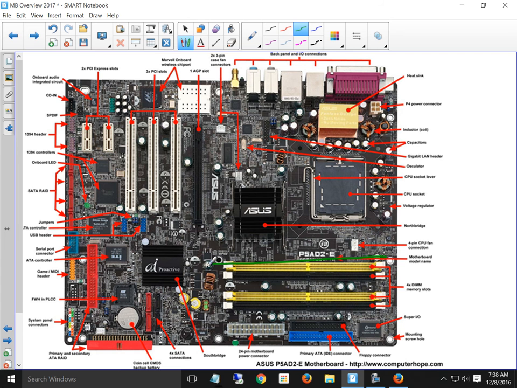So oftentimes that memory won't be fully seated, and that's why a newly made PC won't work. Because as long as I have the power on the motherboard, I've got a CPU in correctly, and I've got the memory in correctly, it should boot. Those are the only things I need to get a basic PC booting.